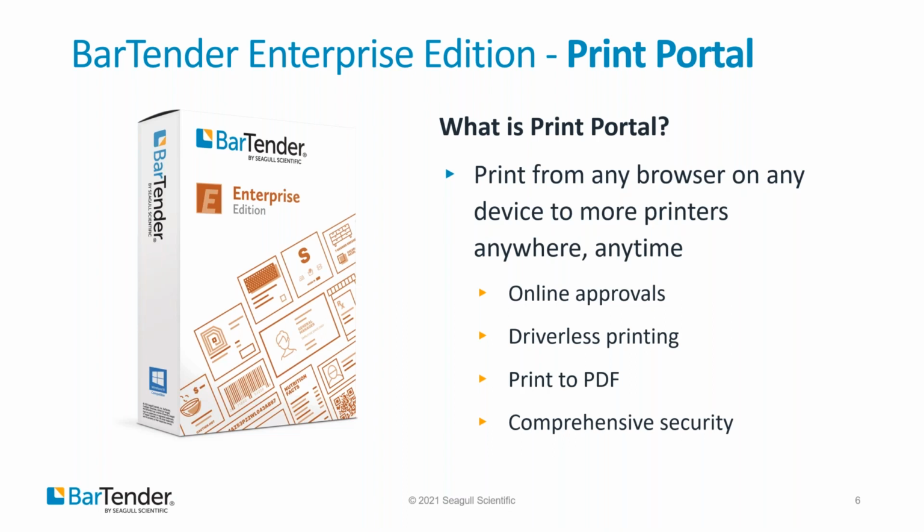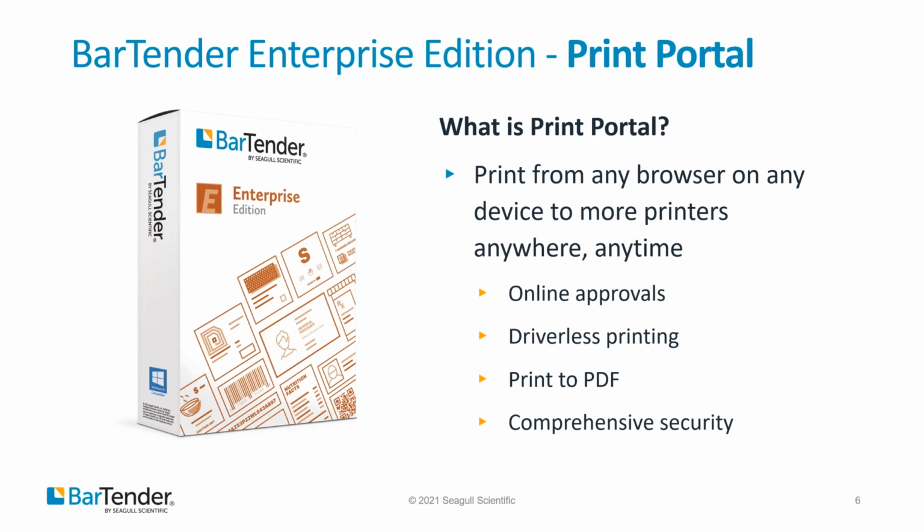Since we're using web technology, this means that it's indifferent for Print Portal if you have BarTender installed or not. If you are using a Mac computer, if you're using a Linux computer, if you're using an Android device, or if you're using an iOS device, at the end of the day, you're accessing a web page and you're accessing Print Portal from there and you're printing from there. And this is a huge advantage. Why? Because you're going to be able to allow people inside of your organization or outside of your organization to access Print Portal.